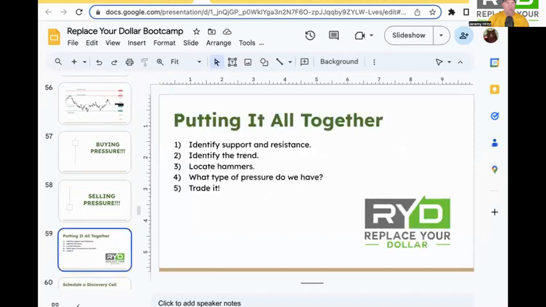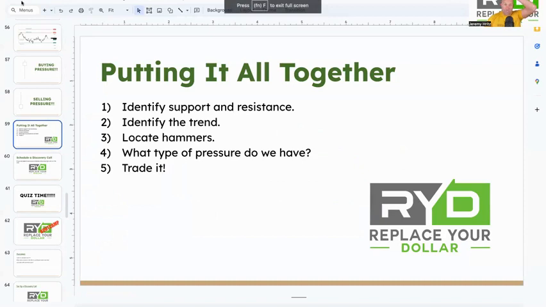So again, just putting it all together, something simple you can do: identify support and resistance, identify what the trend is, find your hammers or inverted hammers, what type of pressure do we have, and then trade it. I showed you a simple way to trade it here tonight.